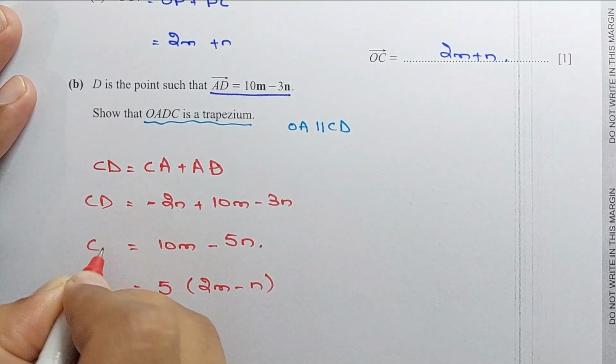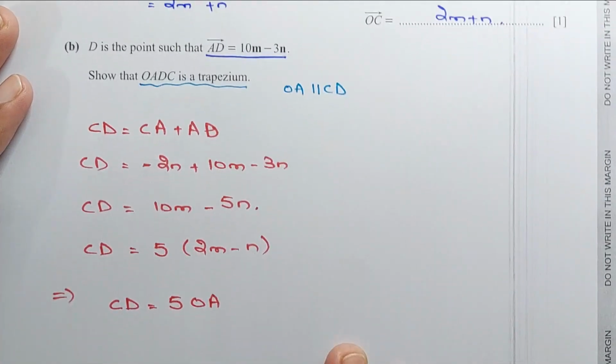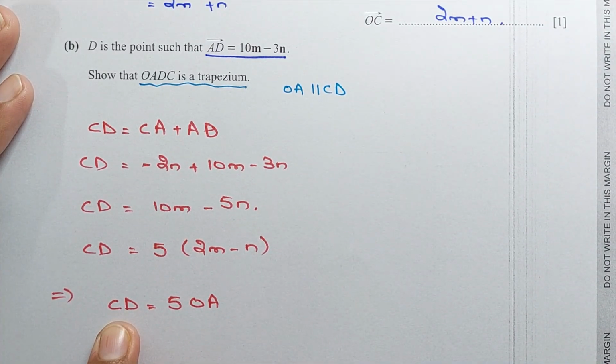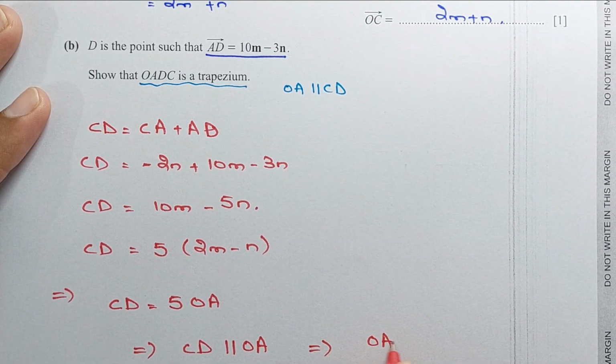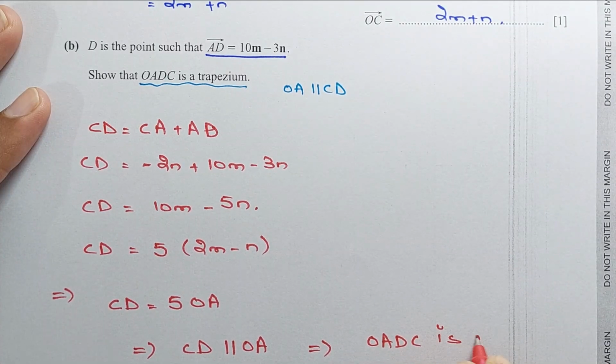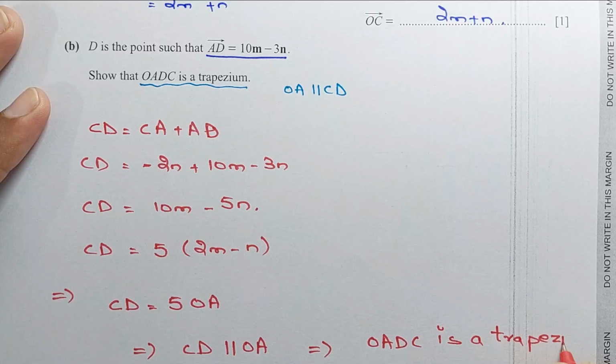This is CD. Now this implies CD is 5 times OA, because 2m minus n is OA. So CD is parallel to OA, because CD is a constant multiple of OA. This implies OADC is a trapezium. If it is a trapezium, it must have 2 parallel sides.